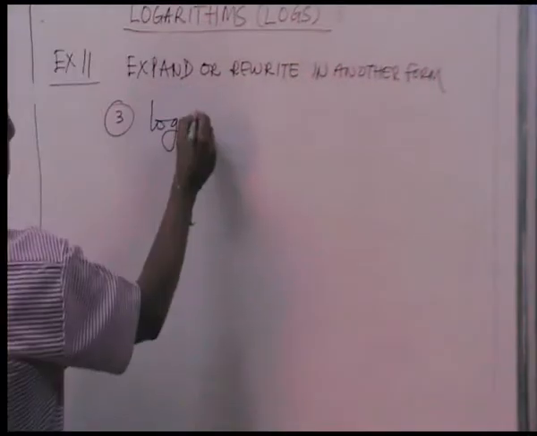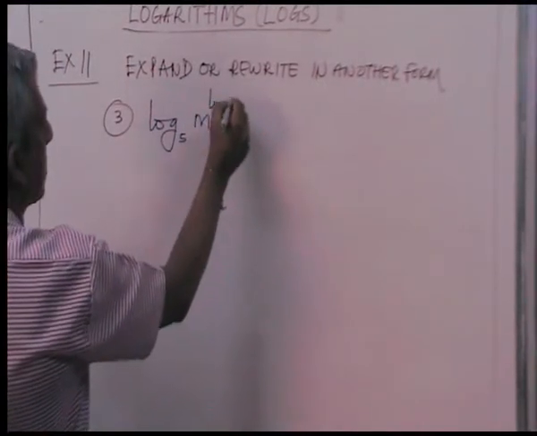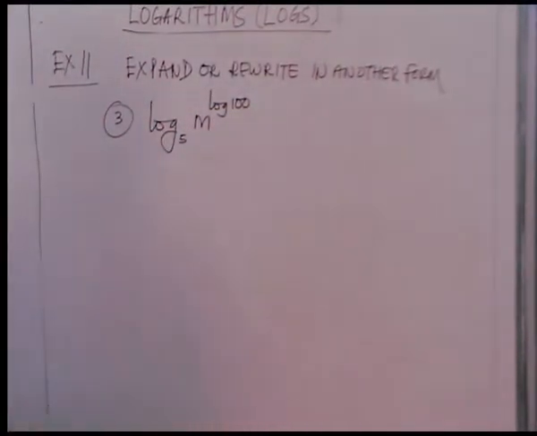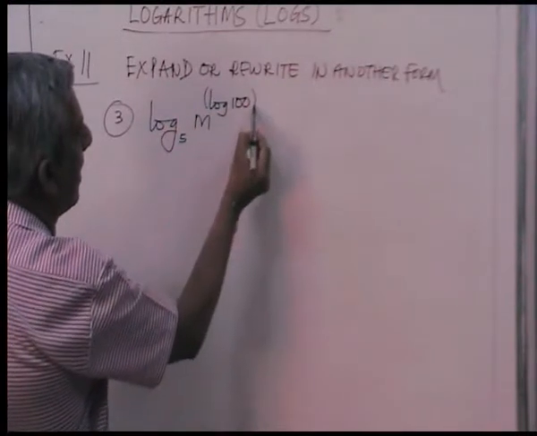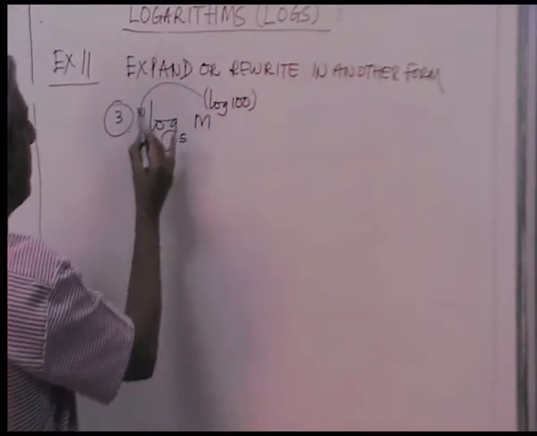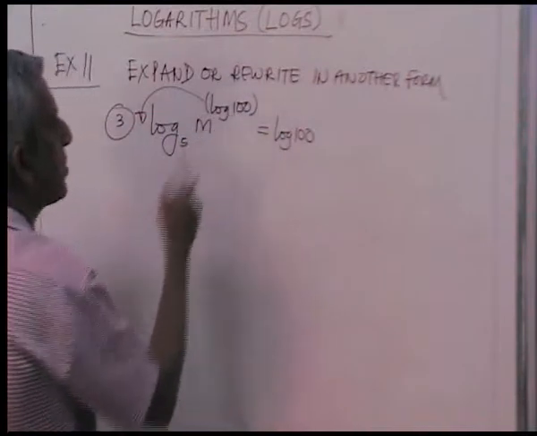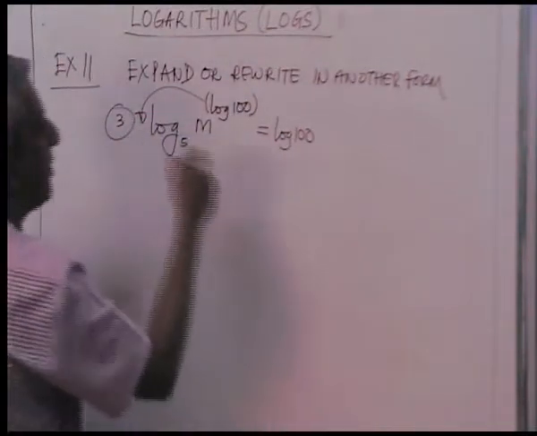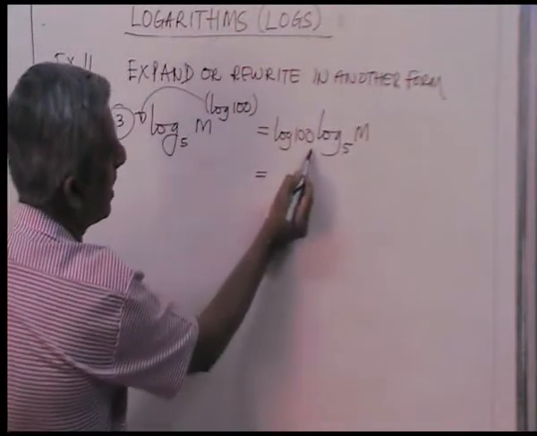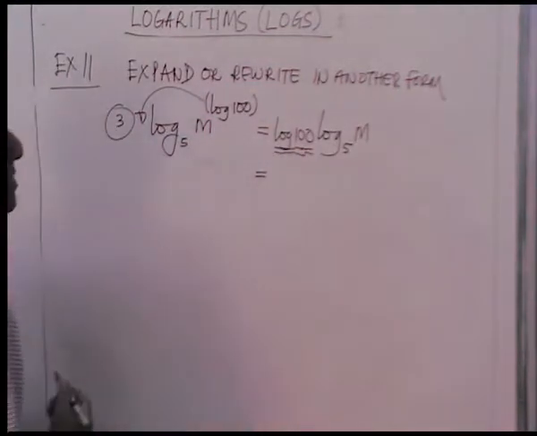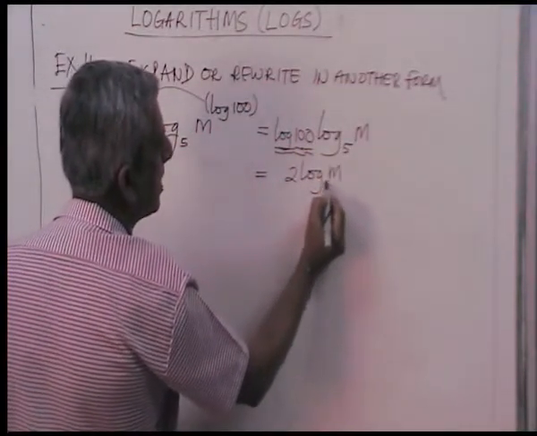Okay, we'll move to number 3 now. Of m to the base 5 to the index log of 100. Alright, so when you get a question like this, you don't have to get frightened. That's the index. That's the index. So that will have to come to the front. So if that comes to the front, it will be log of 100. Remember, that moves together, log of 100. Comes to the front, and then I'm left with log of m to the base 5. But now, if you have a good look at this part here, log of 100 simply means it is 2. So 2 log m to the base 5.